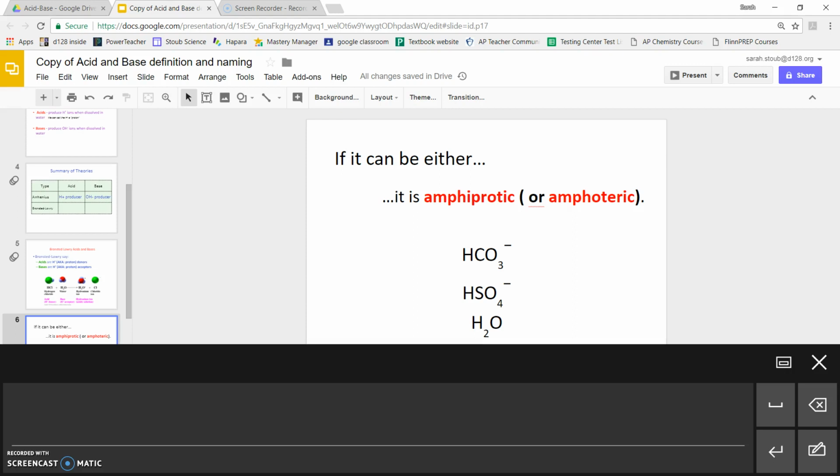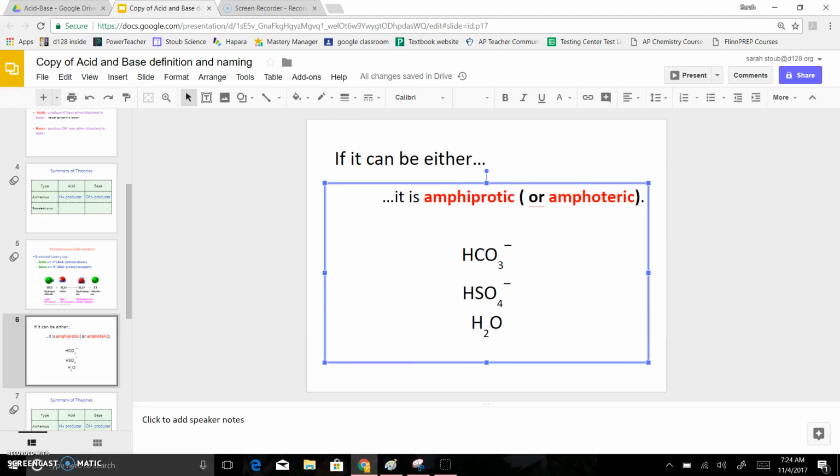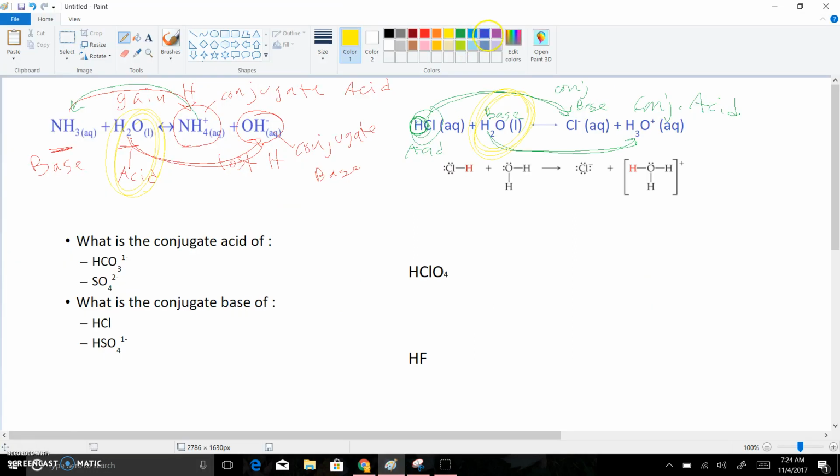So looking at our HCO3-, it could lose that hydrogen out front, or it could gain a hydrogen, it's a 1-. It could do either. HSO4-, it has a 1-, so it would love to gain an H+, or it could lose this hydrogen. And of course water. Water is a classic amphiprotic. It will do either. Okay, going back to the screen.